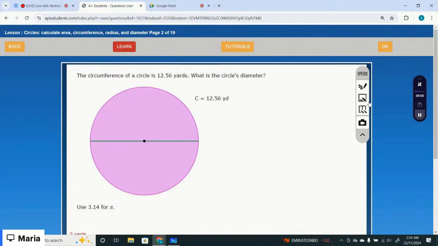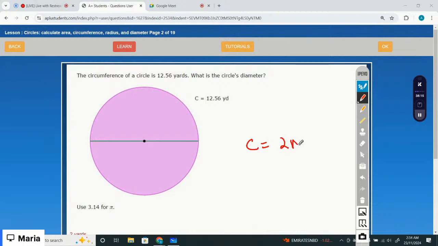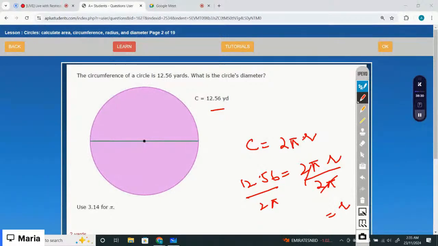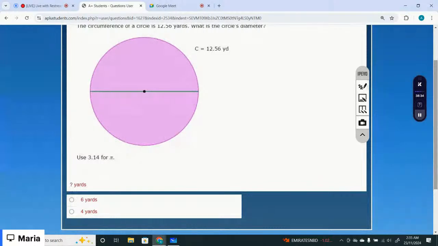What is the circumference of the circle? Sorry, the circumference of the circle is 12.56 yards. What is the circle's diameter? You are given C equals, that is circumference, right? The formula to calculate the circumference is C equals 2 pi r. You are given the circumference, that is 12.56. You need to calculate the r. So you need to divide both sides by 2 pi, right? So just divide it by 2 pi, then r equals 12.56 divided by 2 pi.